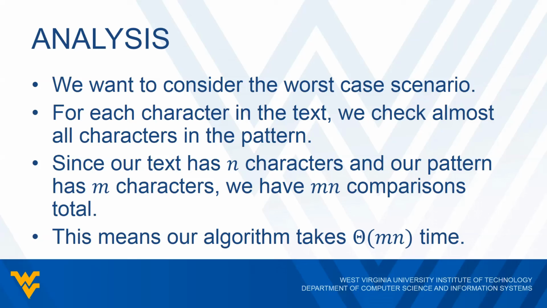This is the first case where we see that our asymptotic time is based on two different inputs, the size of our text and the size of our pattern. It's quite common to encounter algorithms where the sizes of multiple inputs determine the running time. In this case, we have two inputs, the pattern and the text. So our algorithm here is theta of mn time.